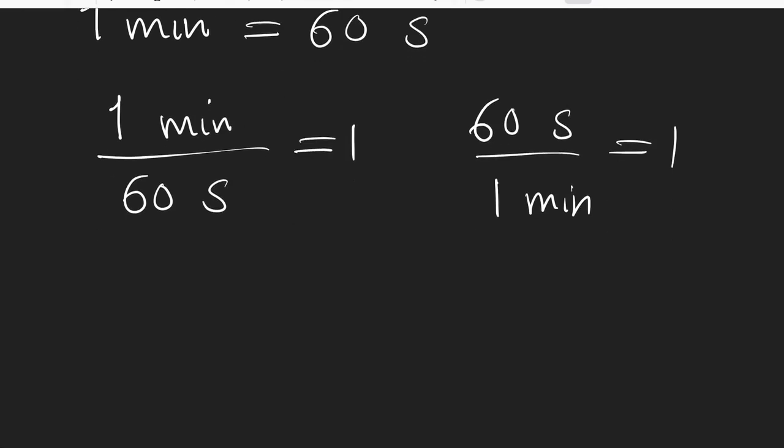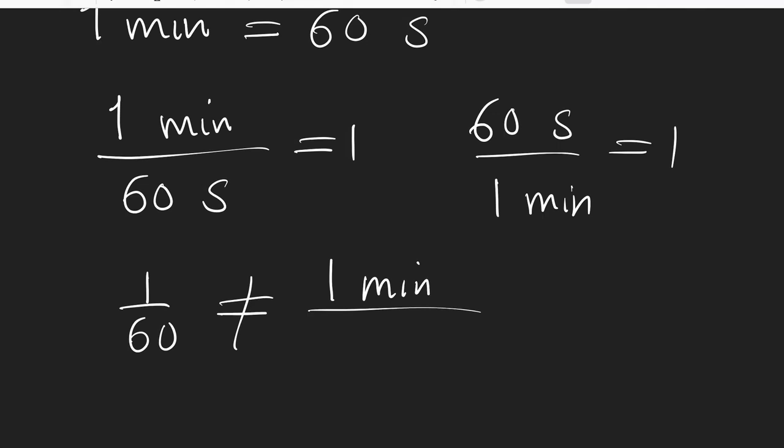You should notice that 1 over 60 is not equal to 1 minute divided by 60 seconds. The difference between these two is that the first one is dimensionless, but the second one has units. So 1 is not equal to 1 minute. So you should be careful about this.